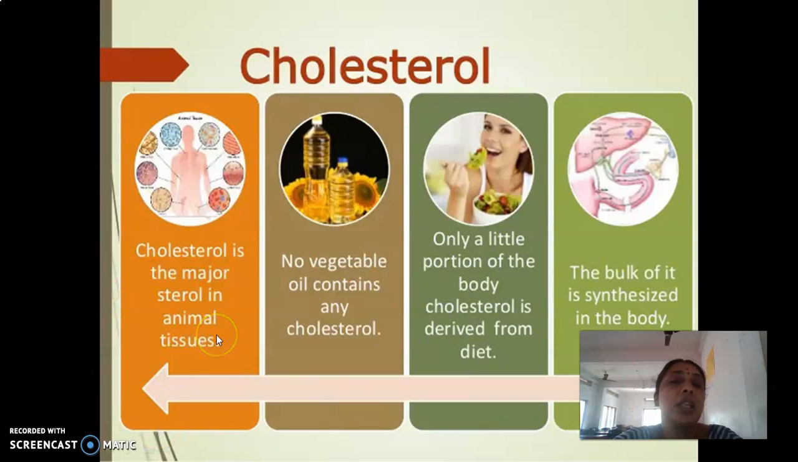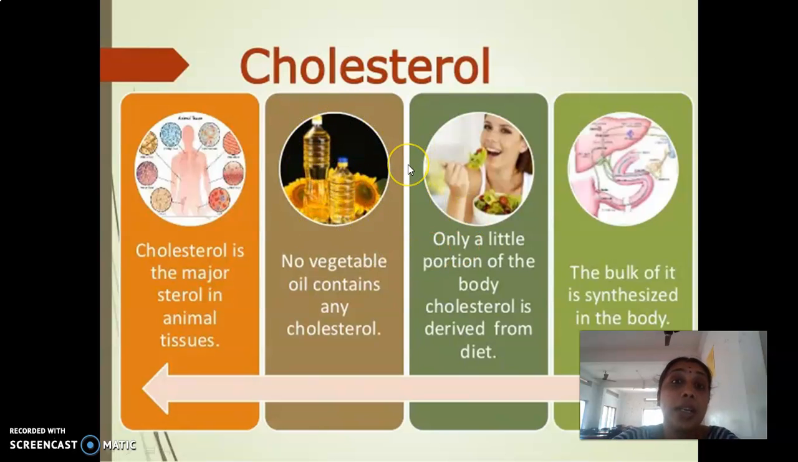Now, what are the interesting facts about cholesterol? Cholesterol is the major sterol in animal tissues. Why do we prefer vegetable oil to coconut oil? Because coconut oil, we know, is rich in palmitic acid and all, and it is rich in cholesterol, while the vegetable oils do not contain cholesterol. That's why sunflower oil or safflower oil is preferred to coconut oil.